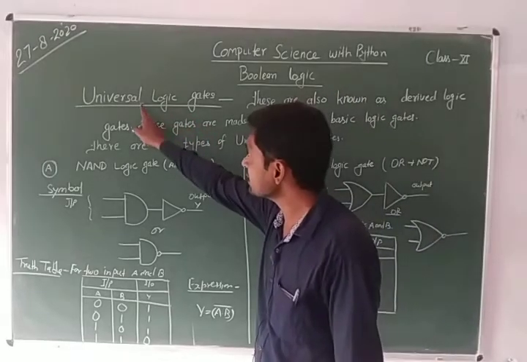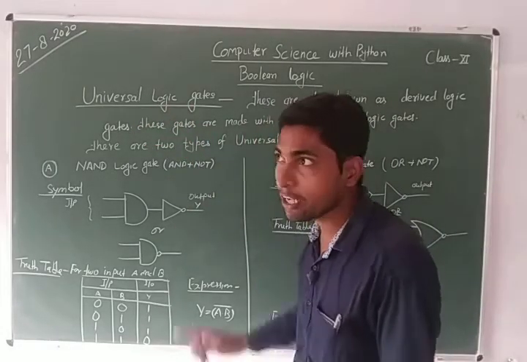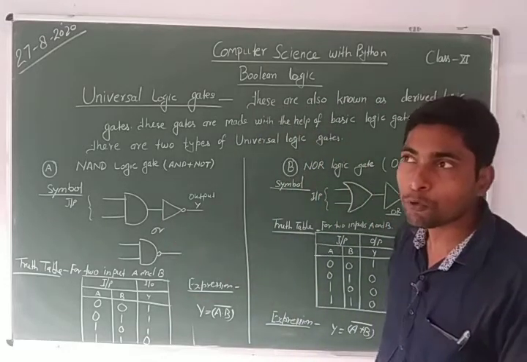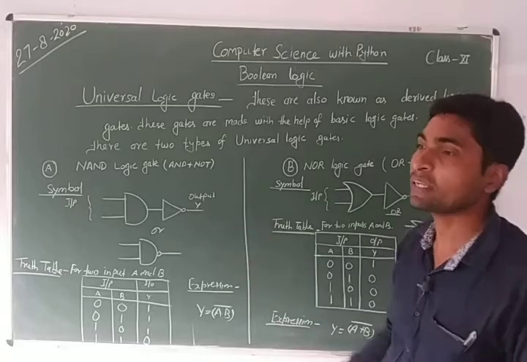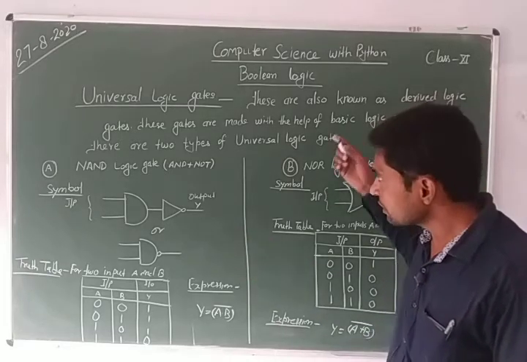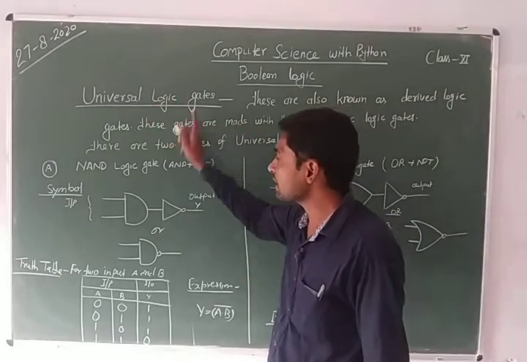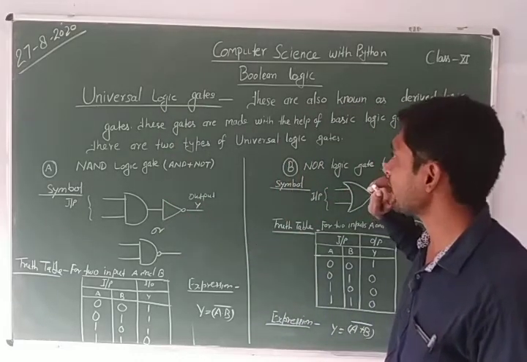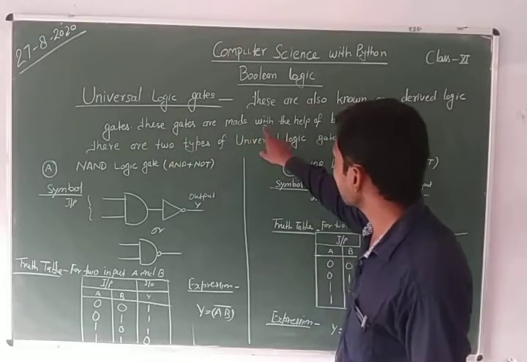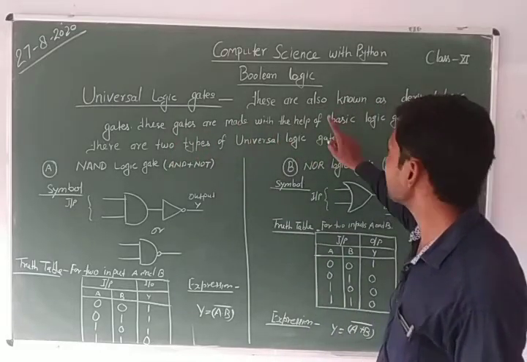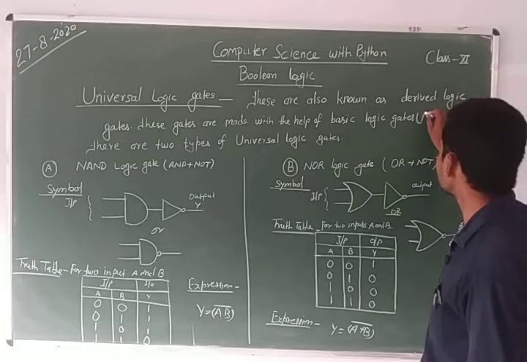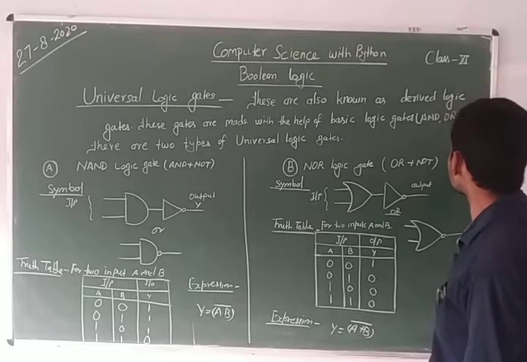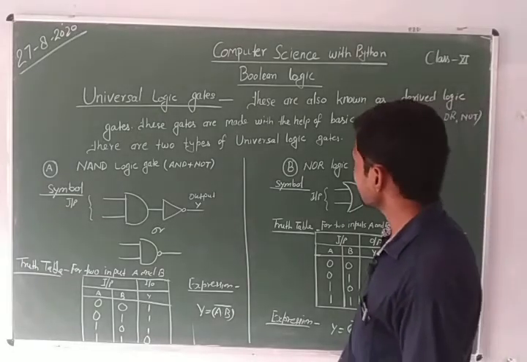So these are also known as derived logic gates. This is known as a universal gate. Why is it a universal gate? Because with the help of these two logic gates, we can prove the functionality of all basic logic gates. That's why these gates are known as universal logic gates. Alright? These gates are made with the help of basic logic gates. What are the basic logic gates? Means AND, OR, NOT. Alright?